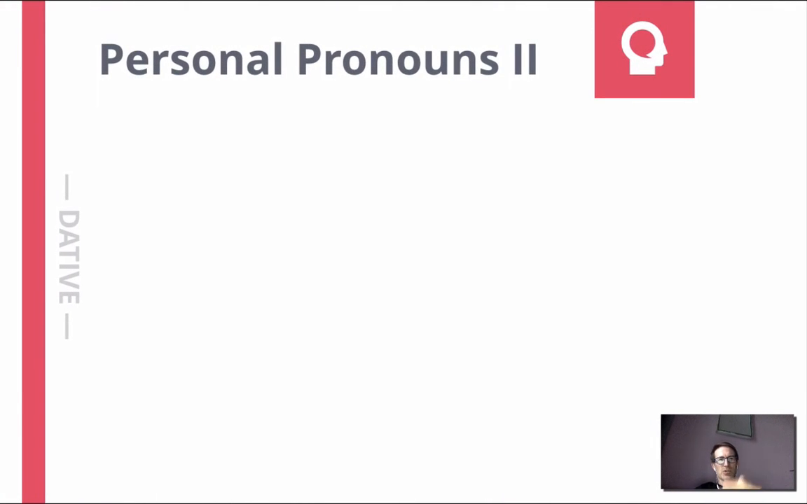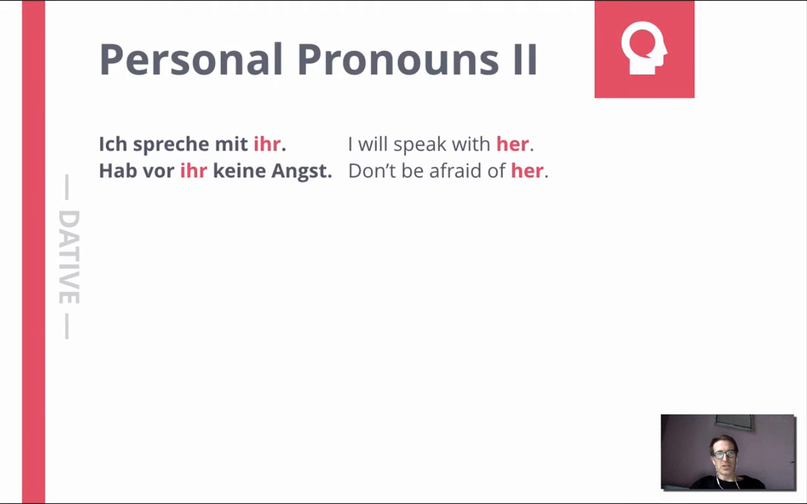The second kind was also a personal pronoun, but in the dative. Ich spreche mit ihr. I would speak with her. You see, it's a pronoun. There's no noun following the ihr, and it doesn't have an ending, as we have mentioned in the beginning. Hab vor ihr keine Angst. Don't be afraid of her. Wohnt bei ihr. He's living at her place.